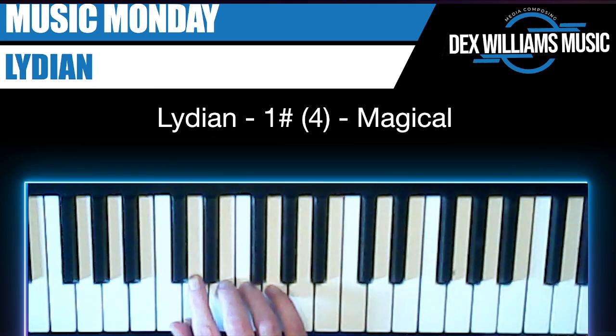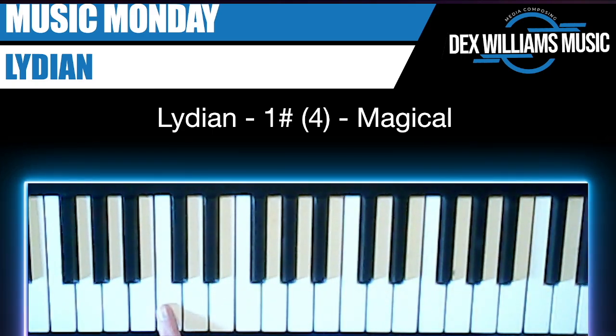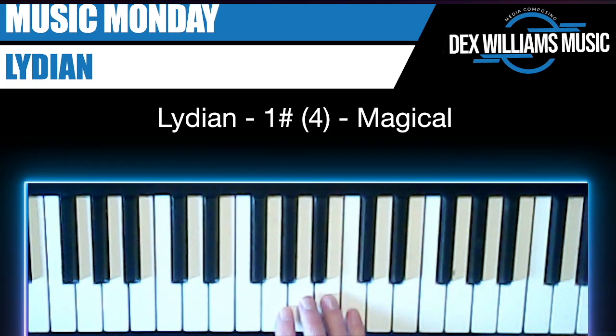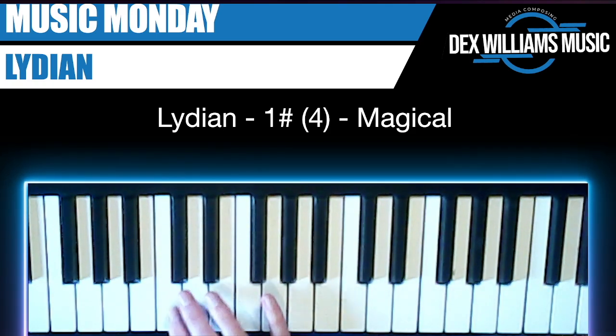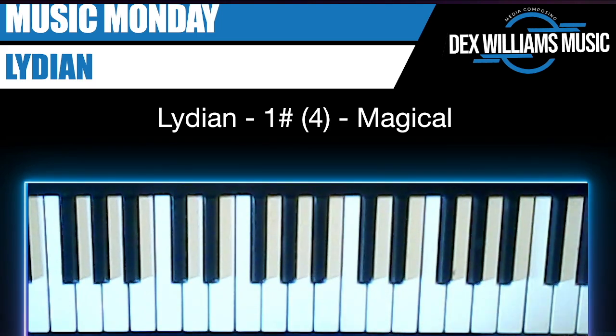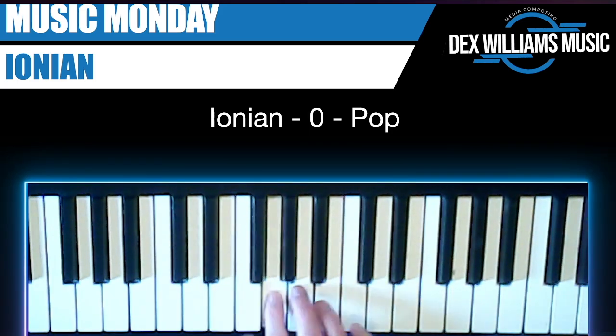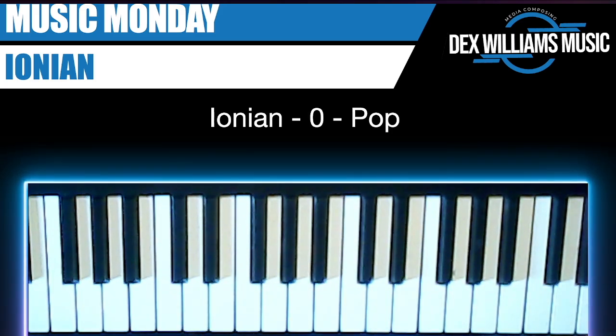So Lydian, we would have the major scale, C to C, and we are going to sharpen the 4th note. The 4th note of C is F, so we're going to play an F sharp instead. There you go. And that is considered a sort of magical type of sound. Next up, Ionian. And that is just the normal major scale. Nothing's changed, and you most frequently hear it in pop music.